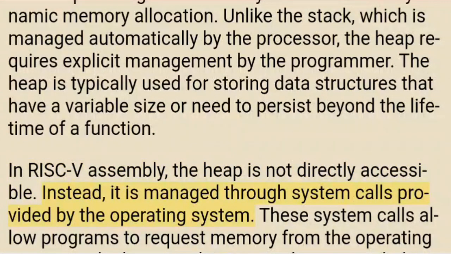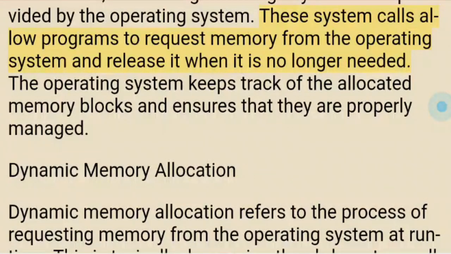In RISC-V Assembly, the heap is not directly accessible. Instead, it is managed through system calls provided by the operating system. These system calls allow programs to request memory from the operating system and release it when it is no longer needed. The operating system keeps track of the allocated memory blocks and ensures that they are properly managed.